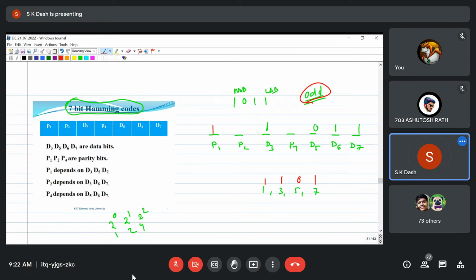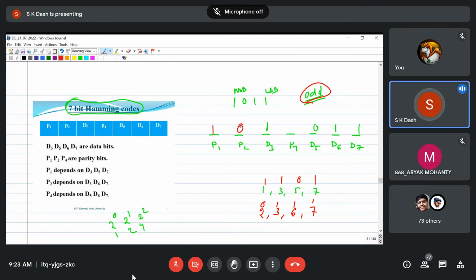Next is to find parity bit 2. The combination is 2, 3, 6, 7. Now, what is 3? 3 is 1, 6 is 1, 7 is 1. So how many ones are present here? Already 3 ones are present. It is an odd number. So what should I add in position number 2? Already an odd number is there, so it should be 0. So this should be 0.